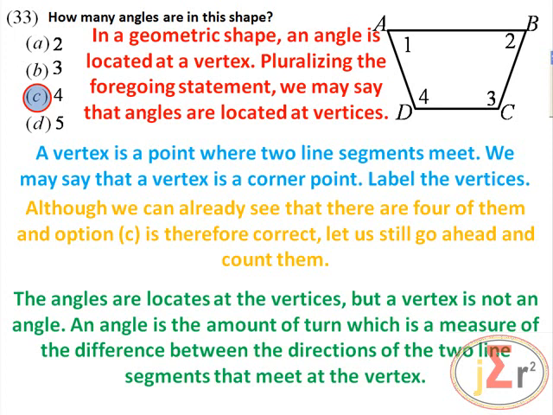An angle is a measure of turn. It is the amount of turn which is a measure of the difference between the directions of the two line segments that meet at the vertex, and we will take a look at what that means in a moment.